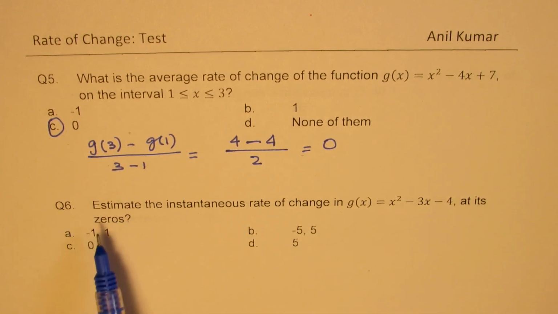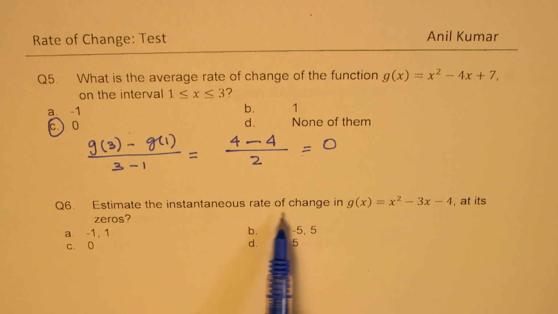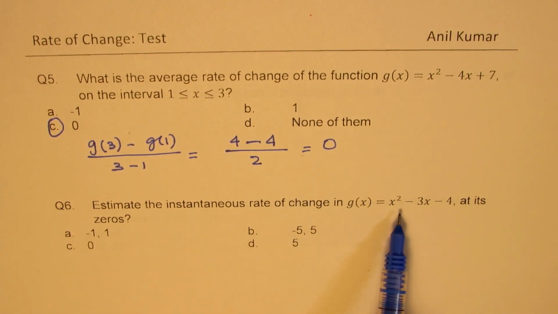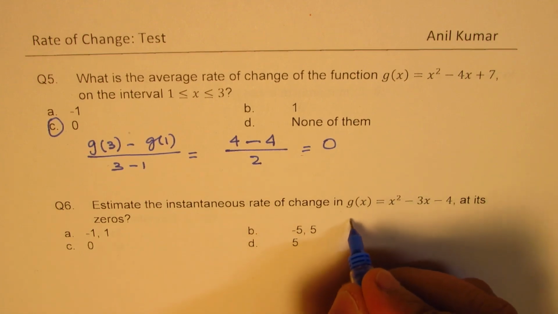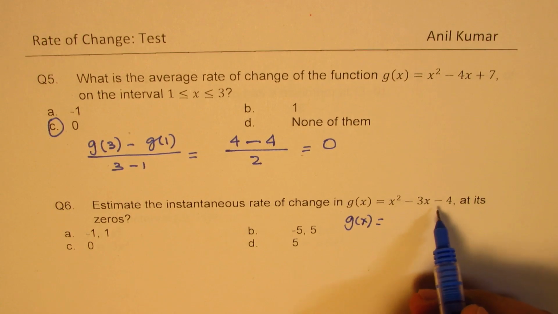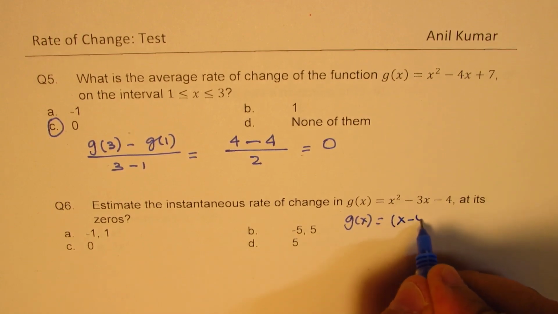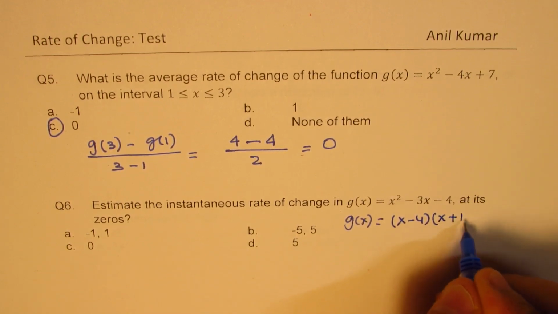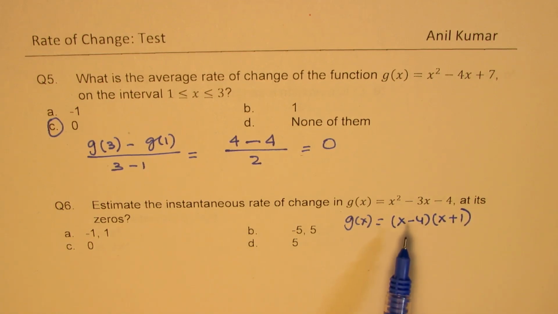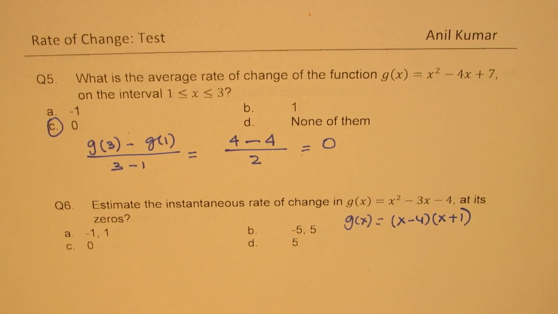Okay, 6. Estimate the instantaneous rate of change of this at its zeros. So first you have to find the zeros, right? So let's find the zeros for this function. Factor, 4 times 1, so we get x minus 4 times x plus 1. So we have 2 zeros here. Now we need to find the instantaneous rate of change at 4 and at minus 1. So how will you find it?